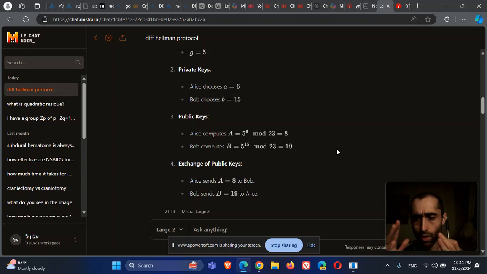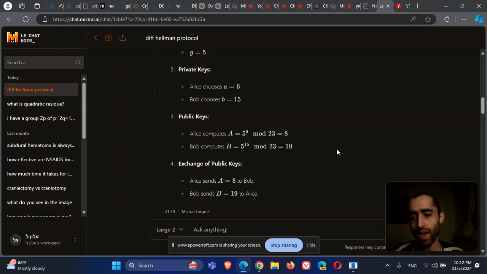Again, we have the generator and the P. Our group is of the size of P. P is prime. G is the generator. We create a small a, a random number for Alice. We create small b, a random variable for Bob. No one knows small a and small b except Alice and Bob respectively.